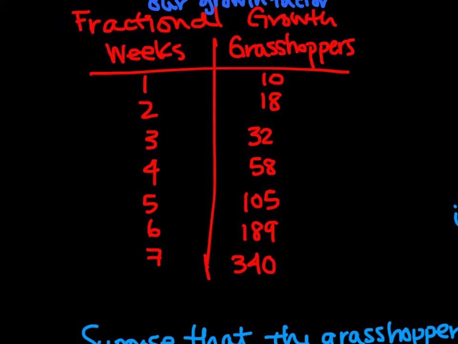So in just a little less than 2 months, I'm already at so many grasshoppers that my garden just gets inundated. Well, how can we find the growth factor of this situation?